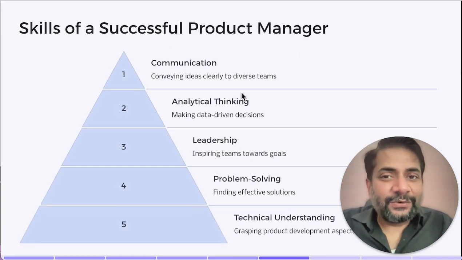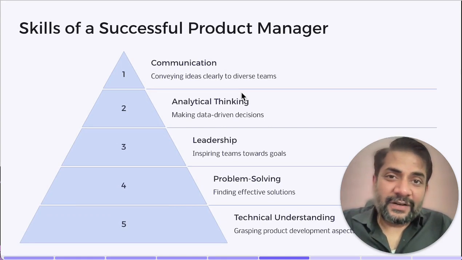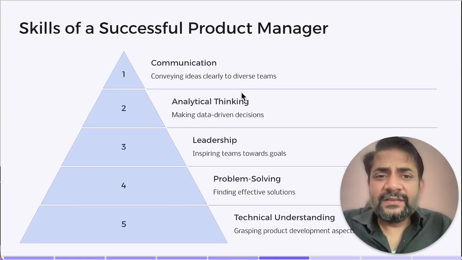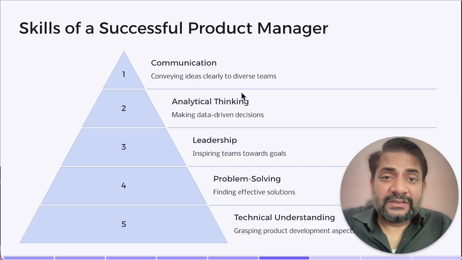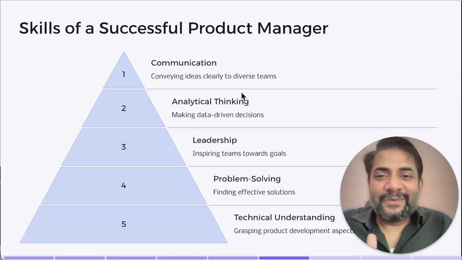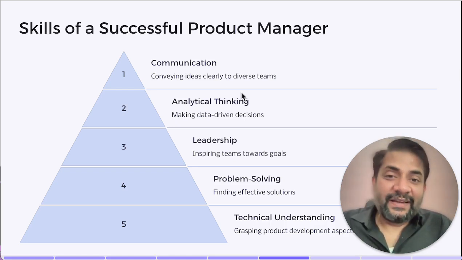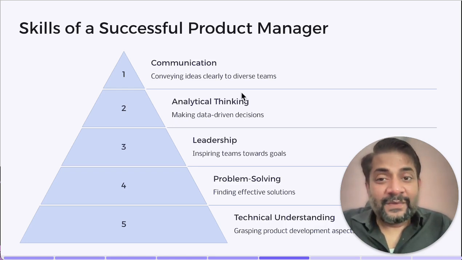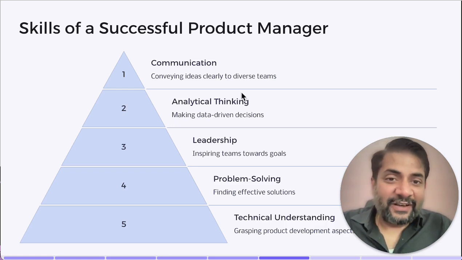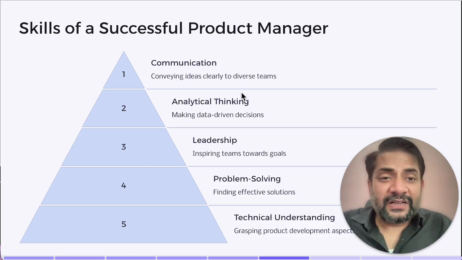Now, what are the skills that you need to excel as a product manager? Certain essential ones. And here are some of the key competencies. Communication, clearly conveying ideas and requirements to diverse teams. That's important. Analytical thinking, making data-driven decisions based on market research and performance metrics. Leadership, inspiring and guiding teams towards a common goal. Problem solving, addressing challenges and finding effective solutions. Technical understanding, that is grasping the technical aspects of product development, especially in tech-focused industries.